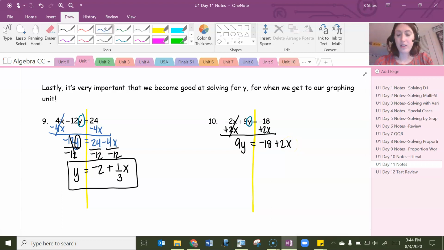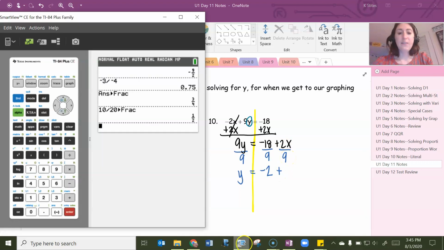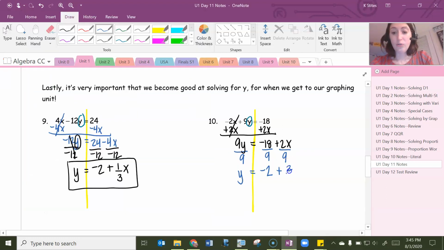Then we'll divide by 9. Negative 18 divided by 9 is negative 2. And 2/9, if you type that in and you try to math rack it, it's just going to give you 2/9 again. Do not forget your x.